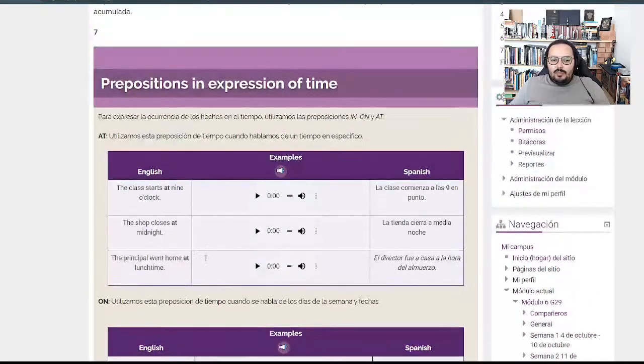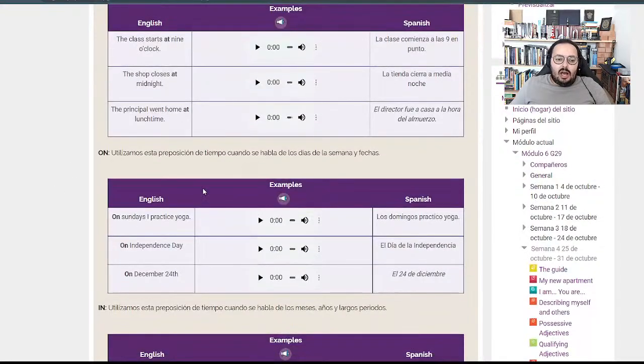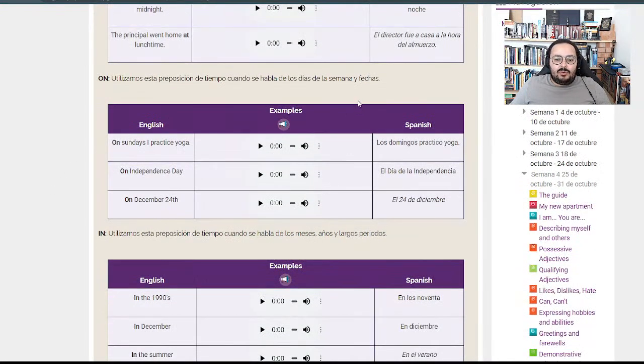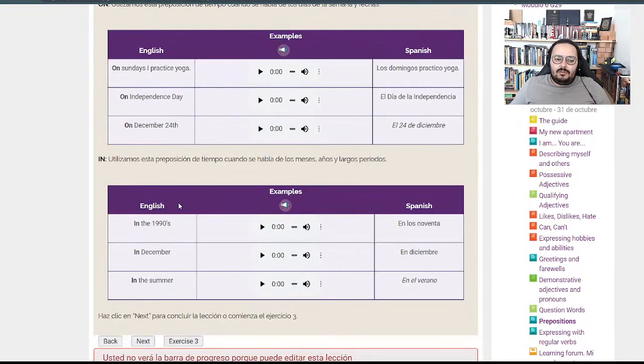in. Remember, we use at for very specific moments in time. The class starts at 9 o'clock. At 9, it's a specific moment in time. It is the hour. We use on for the days of the week and for some dates. For example, on Sundays, on Independence Day, on December 24th.